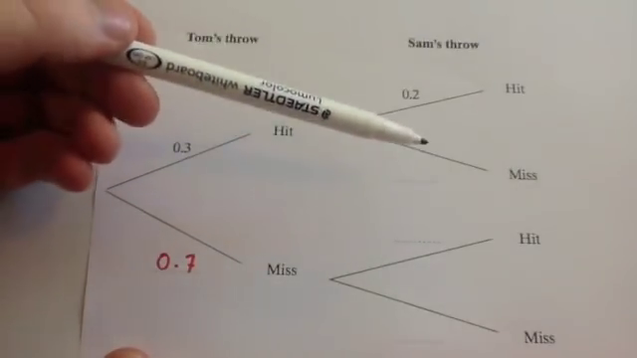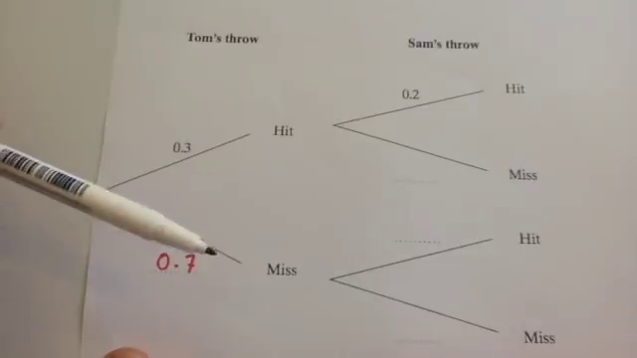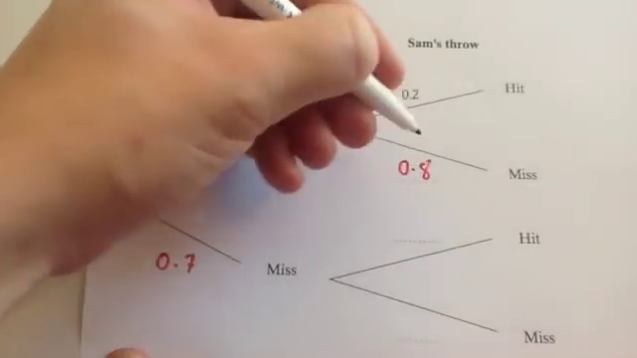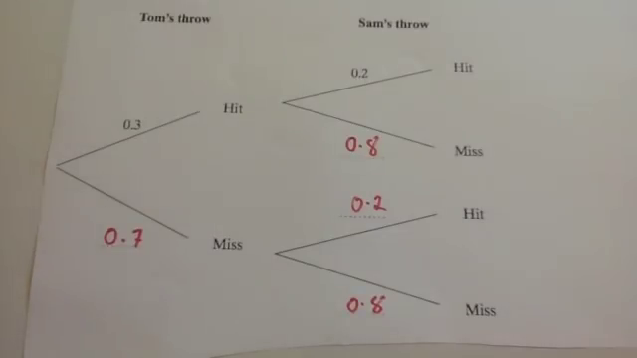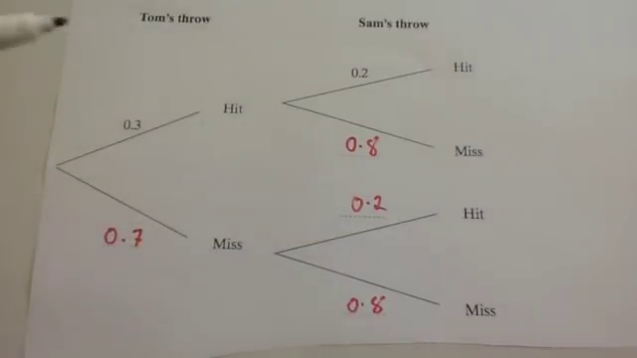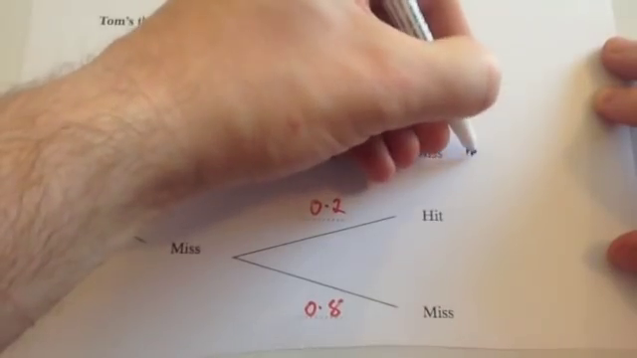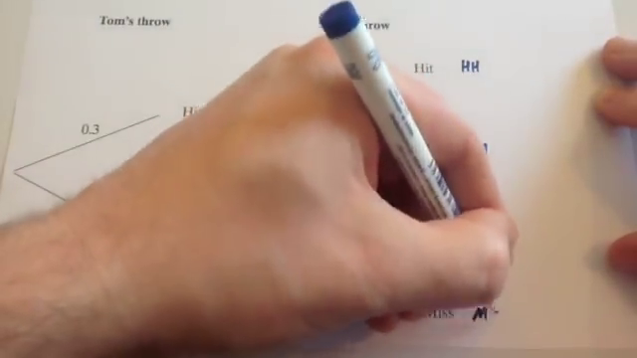Now obviously we've had to put in two pairs of branches for Sam, because Tom could hit and then Sam throws, or Tom could miss and then Sam throws. So Sam hitting is 0.2, so missing would be 0.8, hitting is 0.2, and missing is 0.8. So here we've got all the possible outcomes over the two events. Tom could hit and Sam could hit, Tom could hit and Sam could miss, Tom could miss and Sam could hit, and Tom could miss and Sam could miss. So we've got all the possible outcomes here. Sometimes I just put this in: hit hit, hit miss, miss hit, and miss miss.